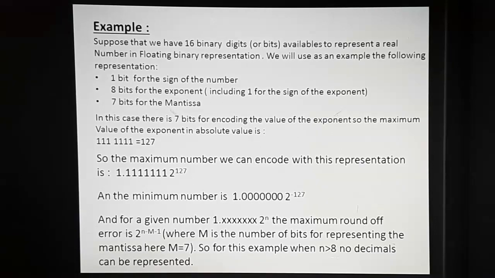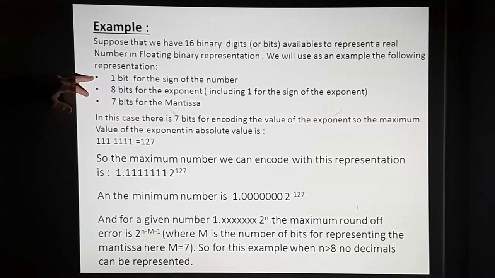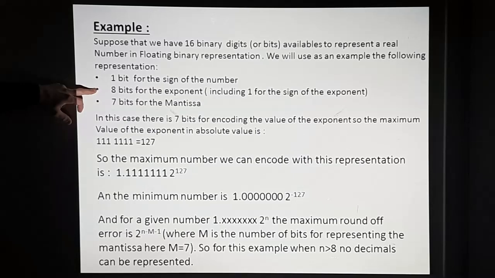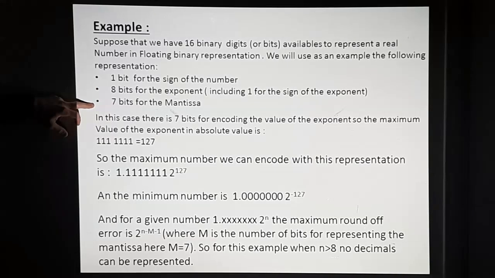Now I will give an example of a possible floating point representation in binary. This is just an example. So in this representation, I will consider one bit for the sign of the number. So this bit will be 0, for example, if the number is positive, and 1 if the number is negative. Then 8 bits for the exponent, including 1 bit for the sign of the exponent, and 7 bits for the mantissa.